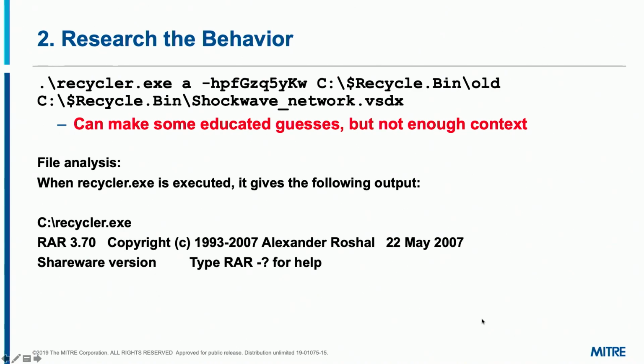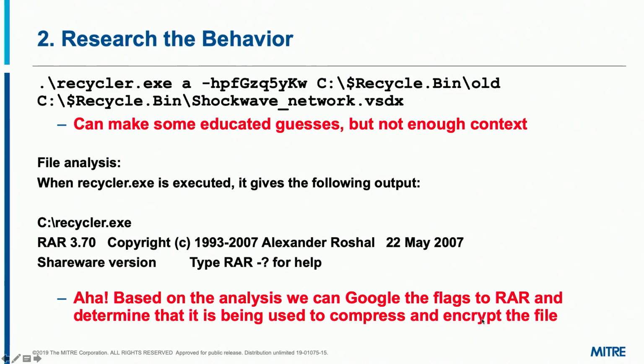If we throw this into a sandbox and do some file analysis on this, it gets run and it gives the following output. So this might look a lot more familiar. We're seeing a banner here that is showing us that this is RAR. So it's an archiver. Okay, so this has told us something. We can now go back and use every analyst's second favorite tool after spreadsheets, search engines, to go look for the flags, figure out what it's doing here. And looking up that -hp, we can determine that it's being used to compress and encrypt the file.